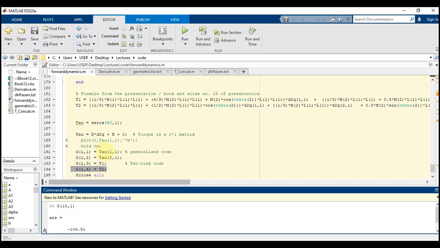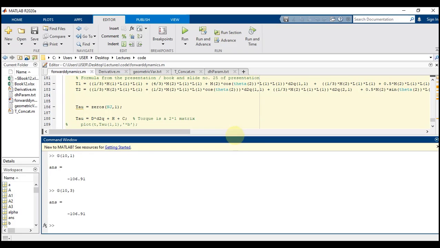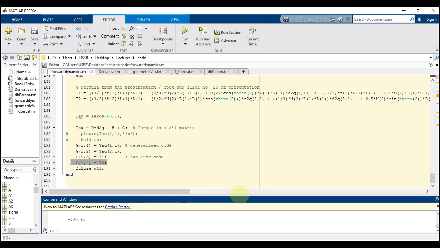Now, this is torque 1 using the generalized code. Let us see what is torque 1 using this expression. So we have to check for G 10, 3. Both G10, 1 and G10, 3 are minus 106.91. This verifies that the torque values obtained using the generalized code and the torque values obtained using the specific two-link code are the same.